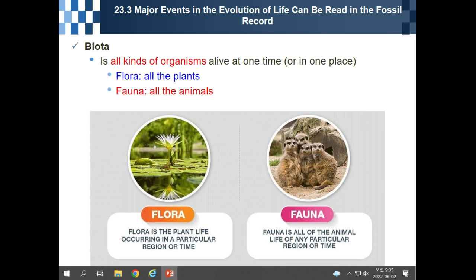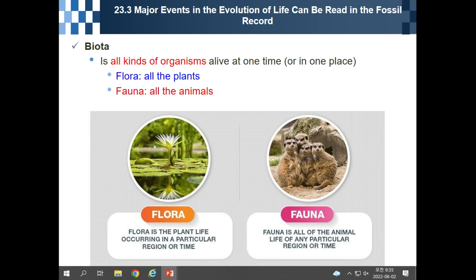And especially, we call it flora. Flora is the plant life occurring in a particular region or particular time. Flora in Korean we call 식물상. Okay, fauna. Fauna is all of the animal life of a particular region or time.